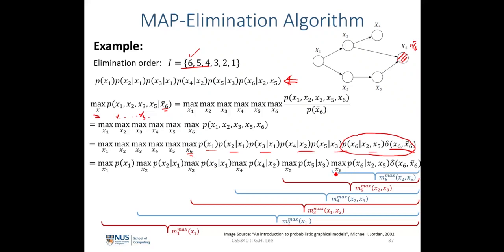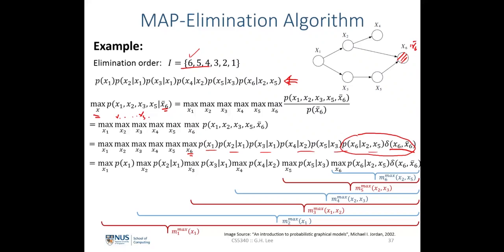So we can see that this is equivalent to this step, where we are pushing x6 into the factorization terms. And here we will compute m6 max, and we are left with x2 and x5. Then we'll pass this message back into the active list.